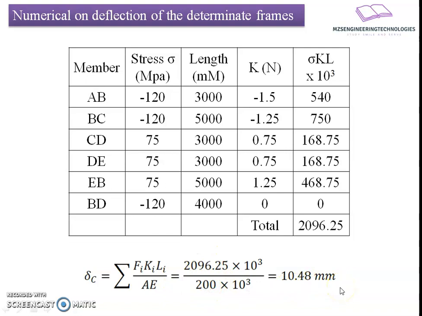So we can say the deflection at joint C is about 10.48 mm, ensuring that the members are not going to be overstressed in tension with reference to 120 MPa, and in compression with a maximum value of 75 MPa. That completes the total analysis of the frame. Hope you have understood the things. With this I will stop my lecturing here.